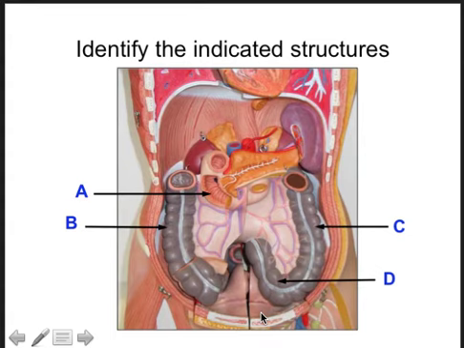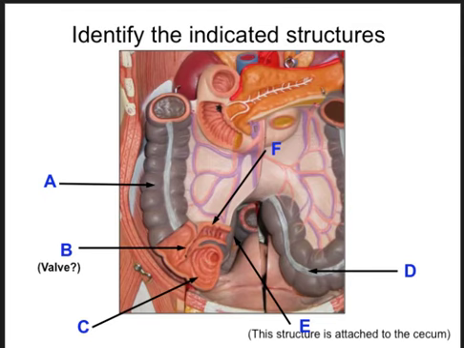A is pointing to the duodenum. Notice that the duodenum receives secretions from the pancreas and the liver, which has been removed here. B is pointing to the ascending colon, C the descending colon, and D is pointing to the sigmoid colon, so named for its S shape. Next question, identify the indicated structures.